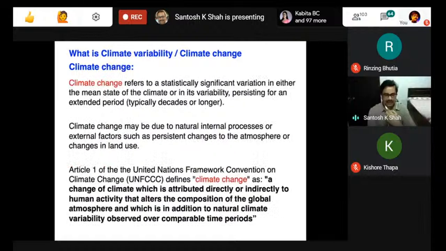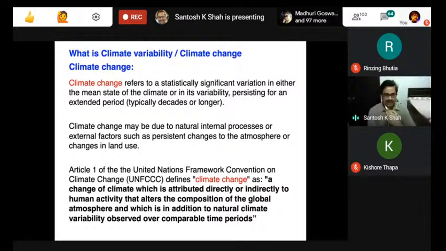Now, climate change refers to a statistically significant variation in either the mean state of the climate or its variability, persisting over an extended period, like a decade or longer, like 10 years or 20 years. That is climate change. If the climate drastically changes after years, then it is called climate change. Climate change may be due to internal natural processes or external factors such as changes in the atmosphere or changes in land use. Even the volcanic effect also affects the climate.